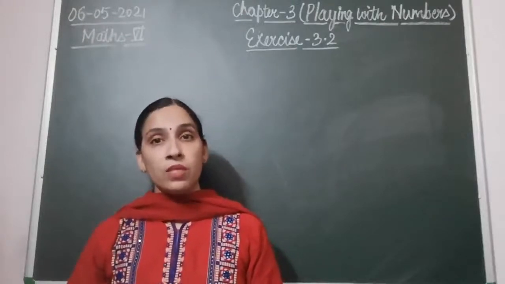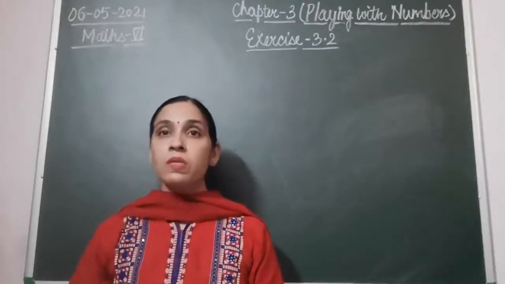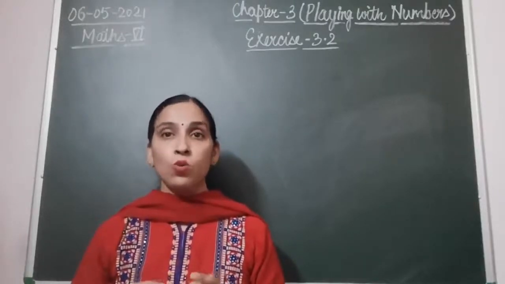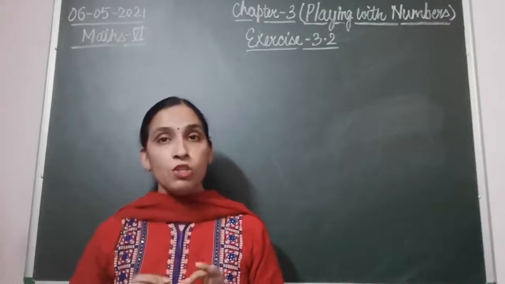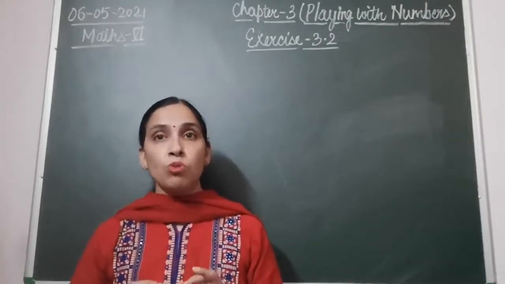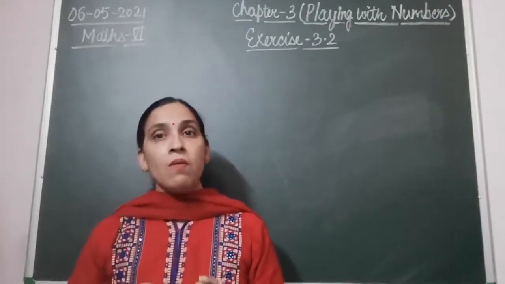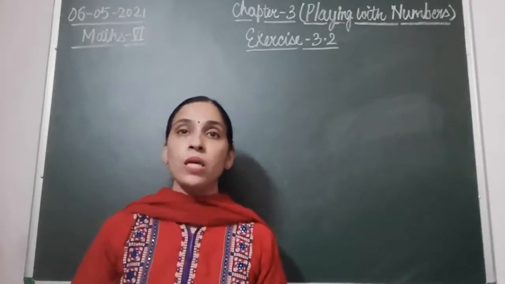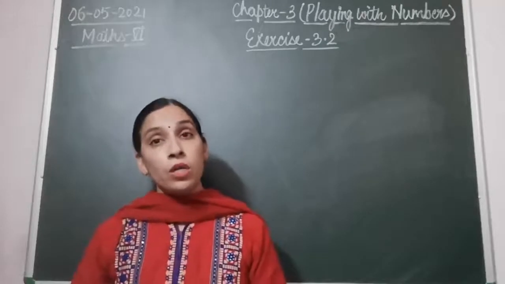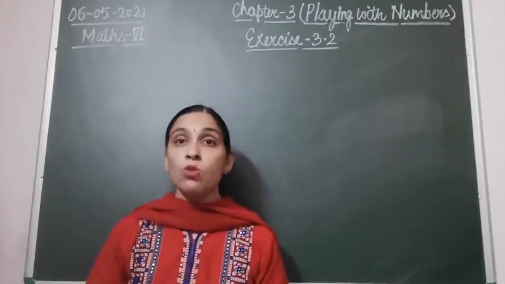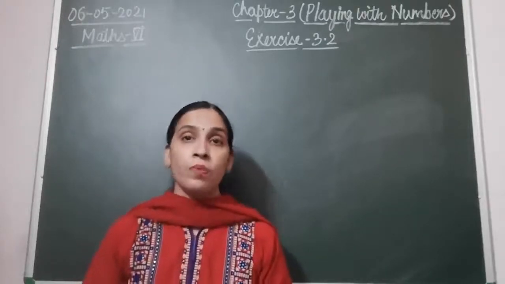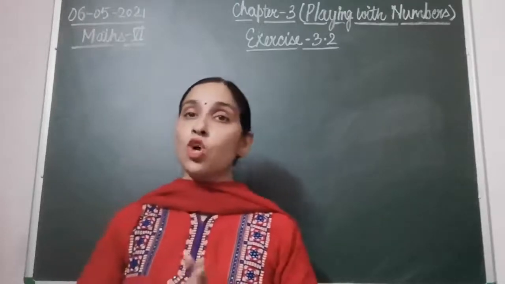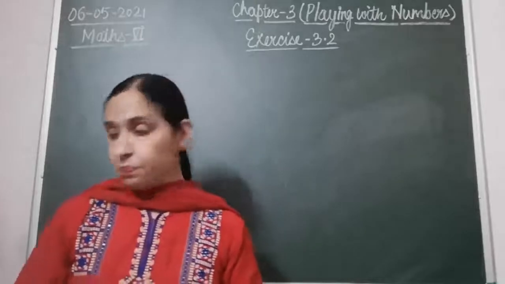Now what are composite numbers? Composite numbers are those numbers which have more than two factors. Now here, children, we are going through the concept of prime and composite numbers as well as odd and even numbers. Now what are even numbers? Even numbers are those which are divisible by 2. And what are odd numbers? Odd numbers are the numbers which are not divisible by 2.